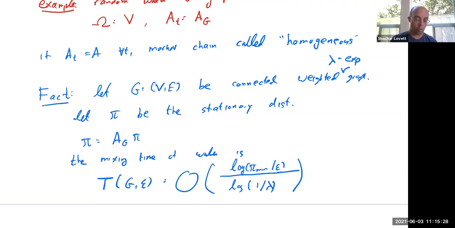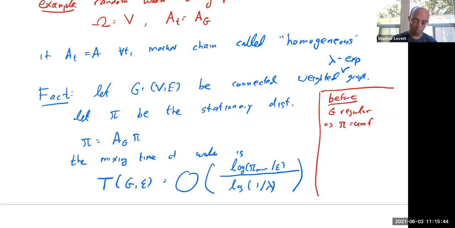And what we saw before, just to remind you, what we saw is that if G is regular, then pi is just uniform, right? The uniform distribution is a stationary distribution for walks on any regular graph. And in that case, the bound we saw was a very similar bound.